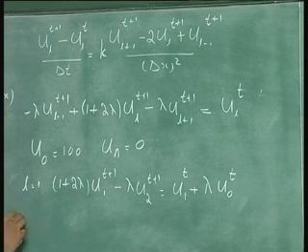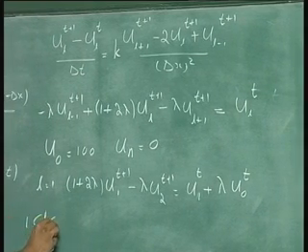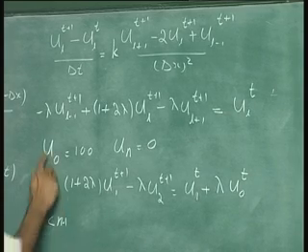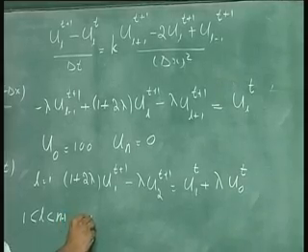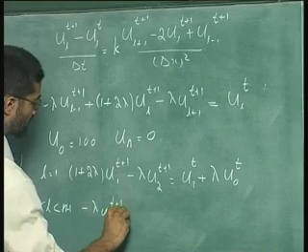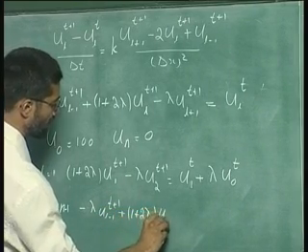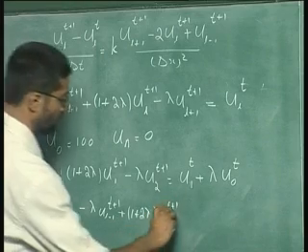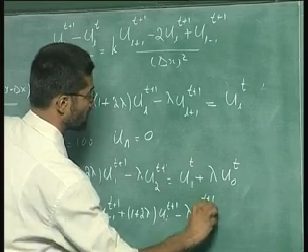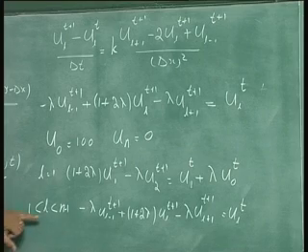For all other L, that is L greater than 1 and less than n minus 1, we have this equation: minus lambda u(l minus 1) at t plus 1, plus (1 plus 2 lambda) u(l) at t plus 1, minus lambda u(l plus 1) at t plus 1, equal to u(l) at t. So that works for all L between 1 and n minus 1.